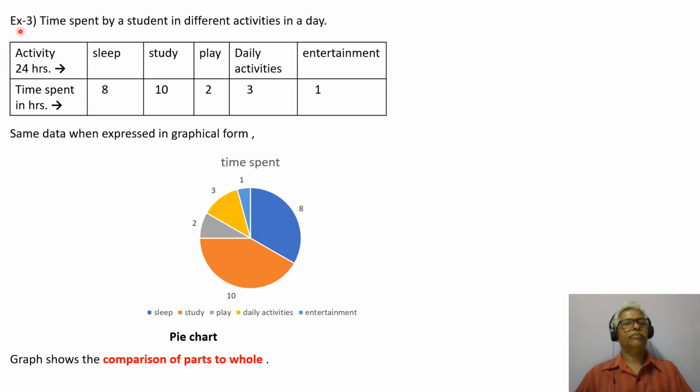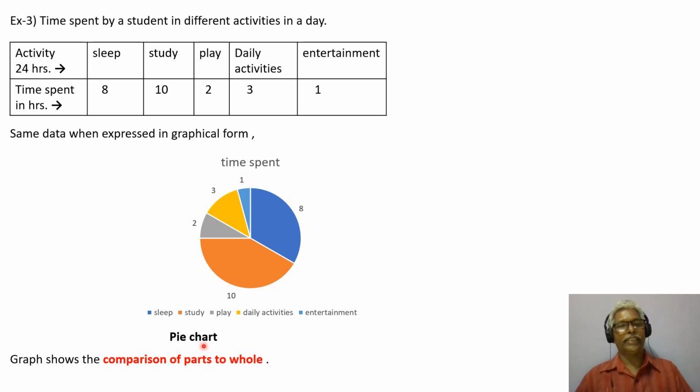Third example: time spent by a student in different activities in a day. We'll go through this data. Activities in 24 hours: sleep, study, play, daily activities, and entertainment. Time spent in hours: sleep 8 hours, study 10 hours, play 2 hours, daily activities 3 hours, and entertainment 1 hour. Now this data is represented in graphical form.